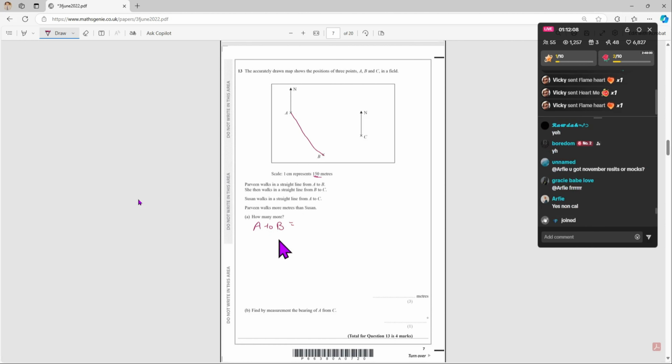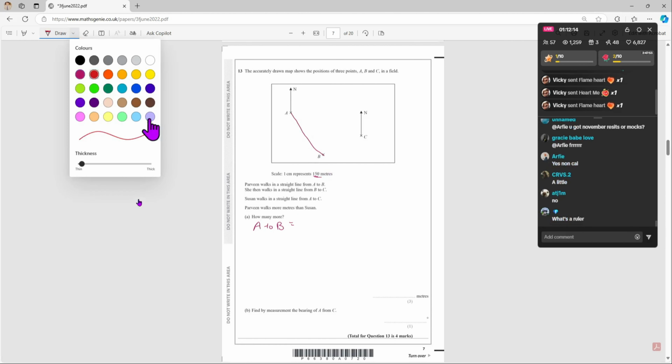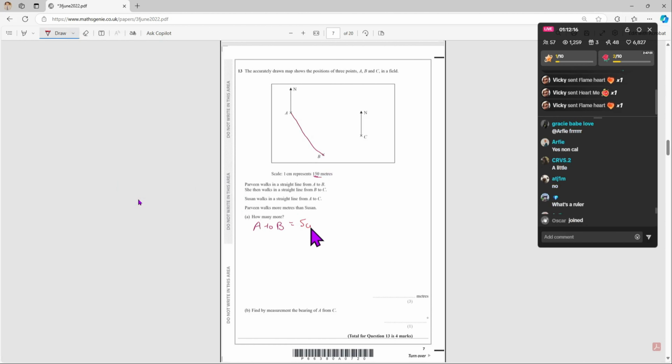From A to B, you're gonna measure this with a ruler, and you will get 5 centimeters. Now, if this is 5 centimeters, we know that 1 centimeter is 150 meters. And then we're going to do 5 times 150 meters to work this out in meters, and it's going to be 750 meters.